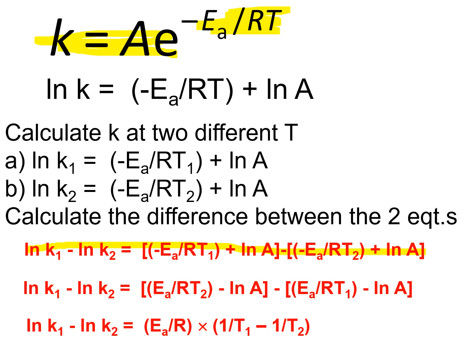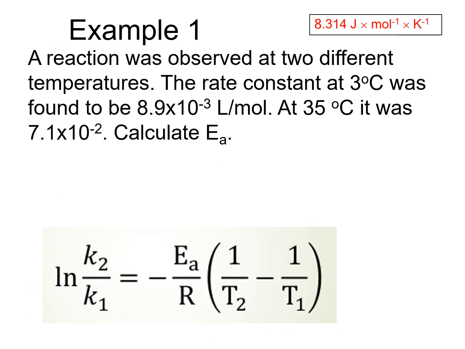But as I said, you don't have to worry too much about that because it's given on the front page of the exam or the cheat sheet that I'm going to give you online. So, first example of a problem with Arrhenius. A reaction was observed at 2 different temperatures. The fact that I'm saying 2 different temperatures should immediately trigger in your mind that you want to use the 2-point equation. That you want to use this one.